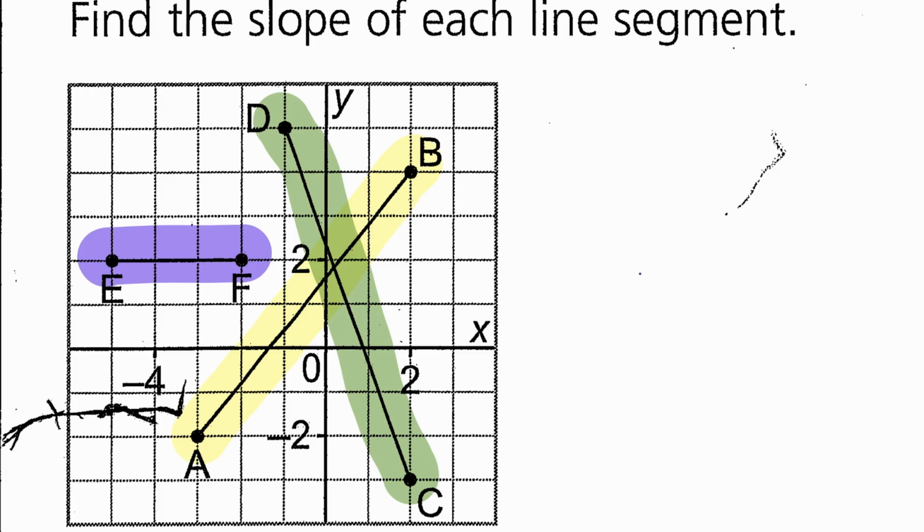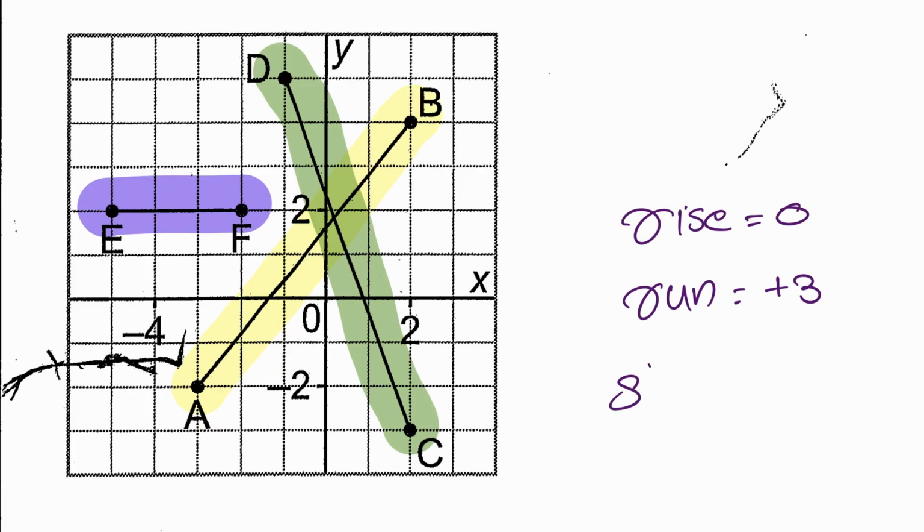So rise is 0. Run is 1, 2, 3. You can write either positive 3 or negative 3. So the slope is 0 by 3, that is 0. So we have calculated the slope of three different types of lines over here. Now we are moving on to the next example.